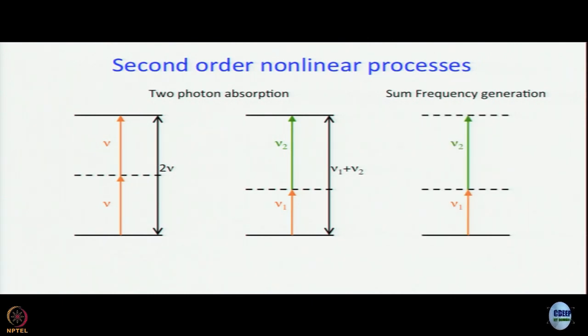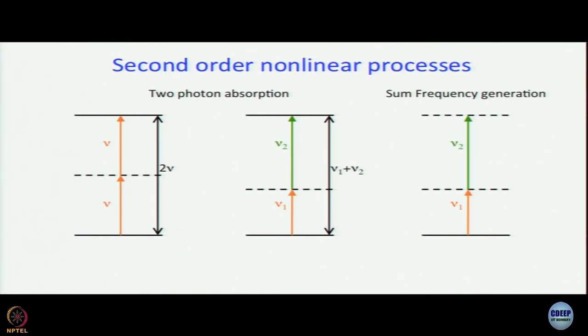Let us take the second case, where the energy gap is equal to nu 1 plus nu 2, non-degenerate two photon absorption. Now, let us say that the energies of nu 1 and nu 2 are such that nu 1 plus nu 2 is not equivalent to any energy gap between two stationary states. In that case, even after nu 2 is absorbed, the system is going to reach some virtual state, right? What is the lifetime of a virtual state? 0. So, the moment the system has reached that virtual state, it cannot stay there. Immediately, it has to come down, and it comes down with emission of the light that is absorbed.